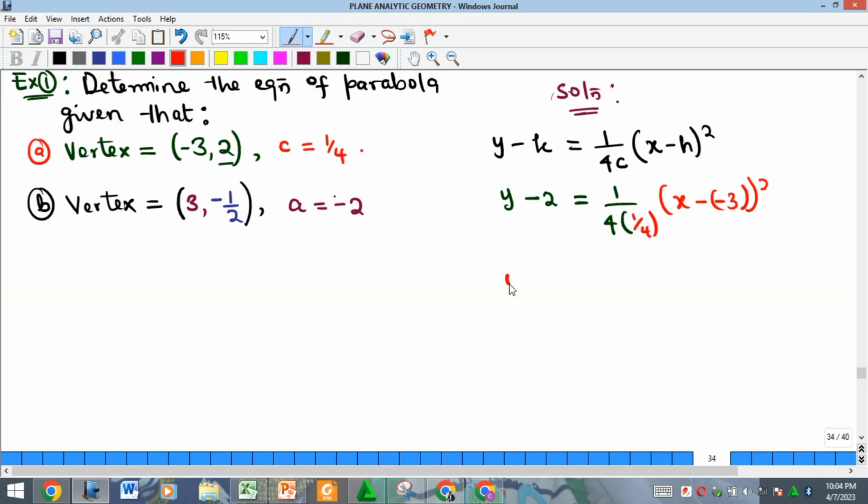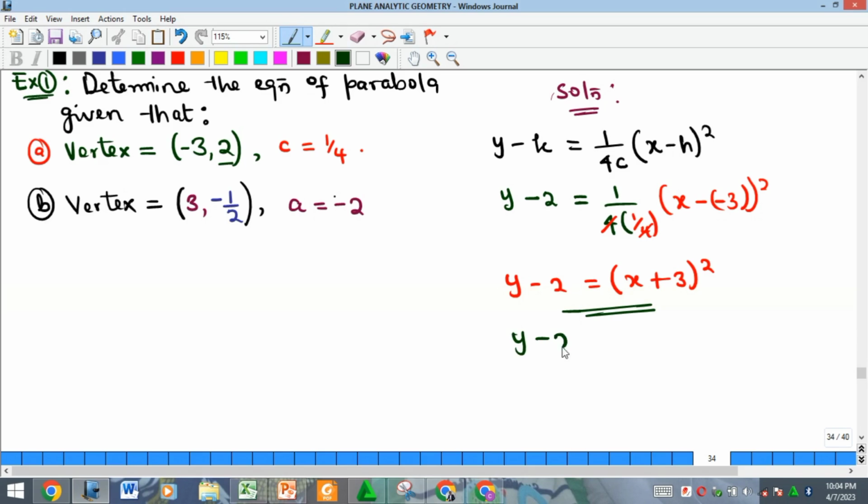Okay, so from here we will have y minus 2 is equal to, of course, 4 will cancel 4 here to give you 1. So 1 over 1 is also 1. So we just have x plus, because minus minus is plus, 3 all raised to the power of 2. We can actually leave this equation in this form, that's the standard form, or we can open the bracket to get the general form. Let's quickly do that.